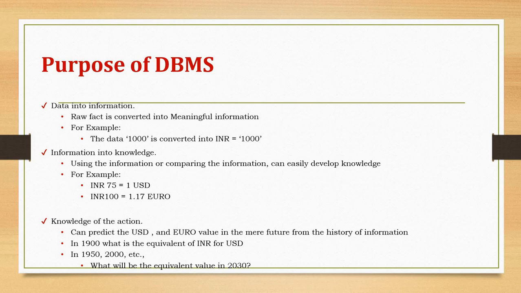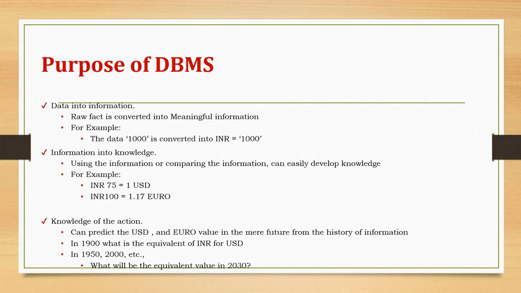Raw data is converted into meaningful information. Here it's 1,000. So 1,000 is nothing but we are adding the information as Indian rupees. And then information into knowledge. So 1 Indian rupee is equal to how many USD and euro, like that if you are relating, that is knowledge. Based on the knowledge we can do some analysis: if the Indian rupee value in this particular year is this, then what it may be in the previous years or what it may be in the future.